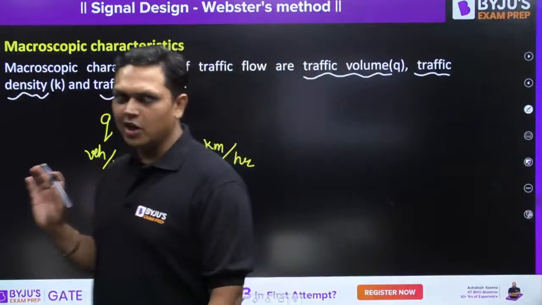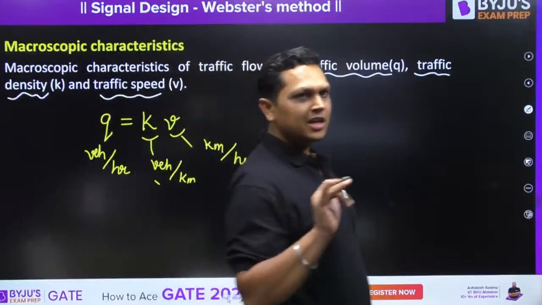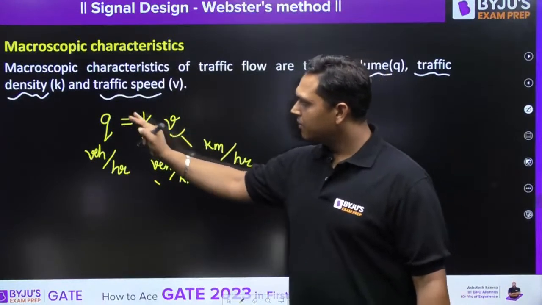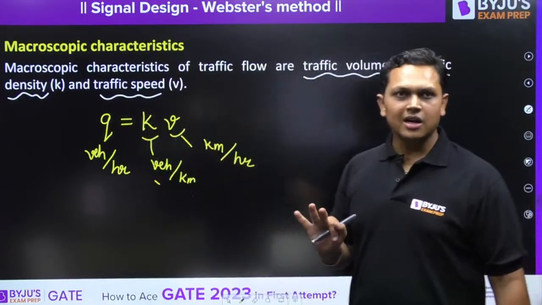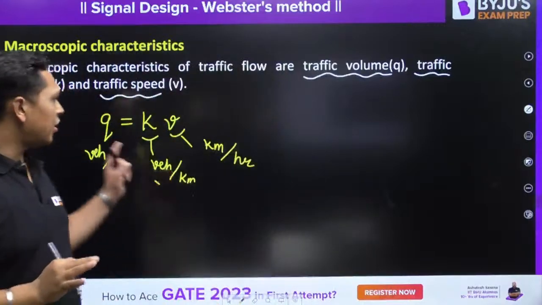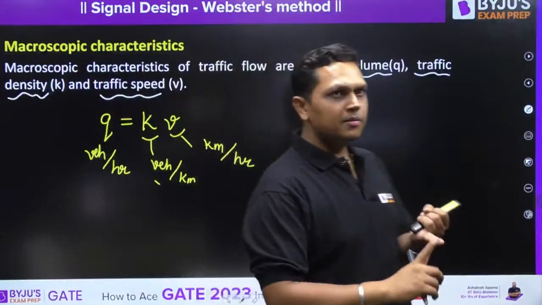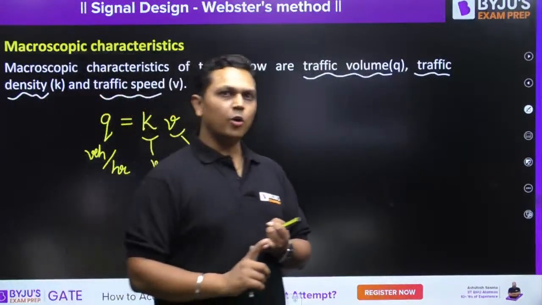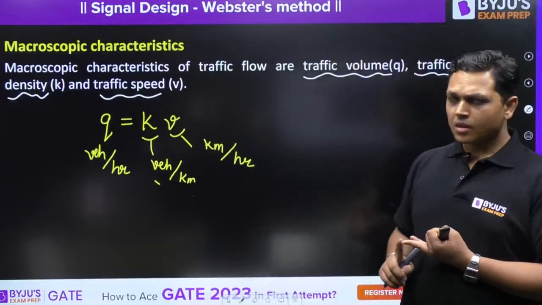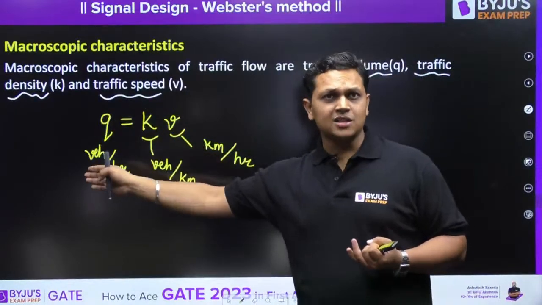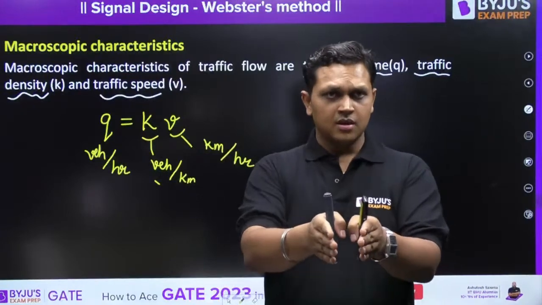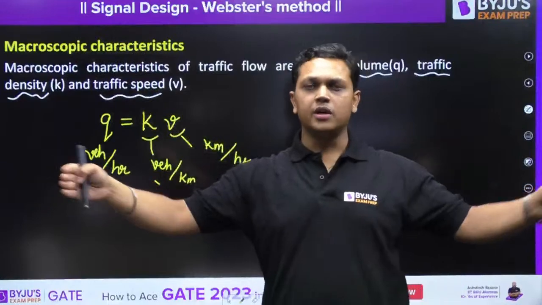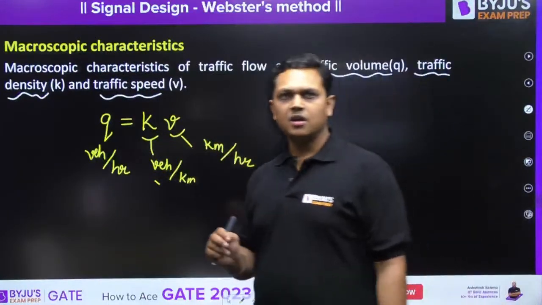Is it clear to all? Any doubt up to this point? Are all the three characteristics clear to you? These three terminologies, any doubt to anyone? What is traffic volume? What is traffic density? What is speed? I hope it is clear to you. Traffic volume is number of vehicles passing a given intersection. Traffic density is number of vehicles in a given stretch of road. Speed is the speed of the vehicle. Right? Alright.